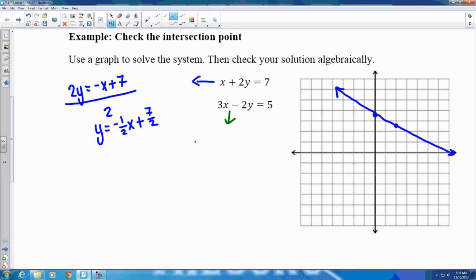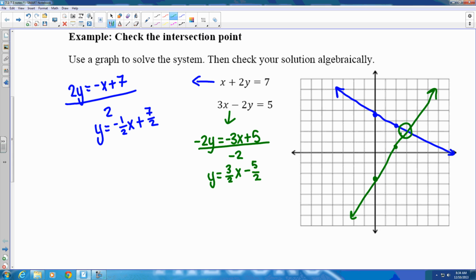Okay, the second equation, I'm going to subtract 3x from both sides. Divide by negative 2. So y equals 3/2 x minus 5/2, which is 2.5. So I start at negative 2.5, and then I go up 3 over 2. I make the line as straight as I can, and find where they intersect. Now this intersects at 3, 2.